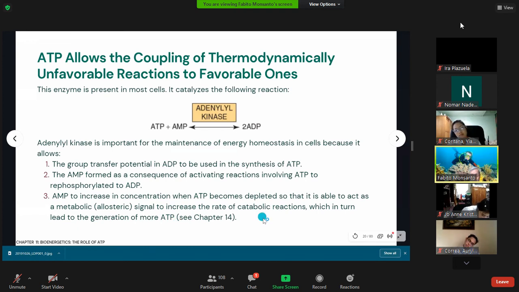Now remember, catabolic reactions release energy and it is captured in the form of ATP. The opposite of that is anabolic reactions, or uphill reactions. Anabolic reactions require ATP so that anabolic processes will proceed.